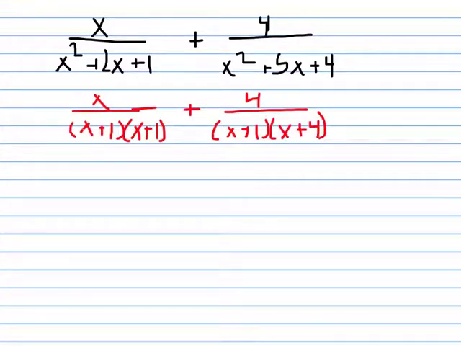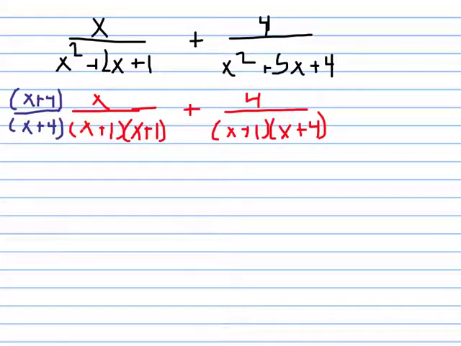Alright, so we need to balance out our denominators here. So on the left side, I have x plus 1 times x plus 1. And on the other side's denominator, I have x plus 1 times x plus 4. Now over here, on this side right here, we're missing this x plus 4. So we need to multiply the numerator and the denominator by whatever that side is missing.